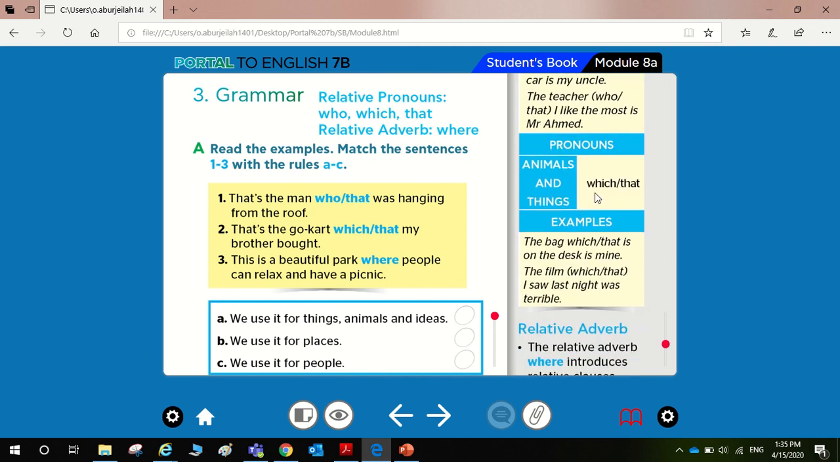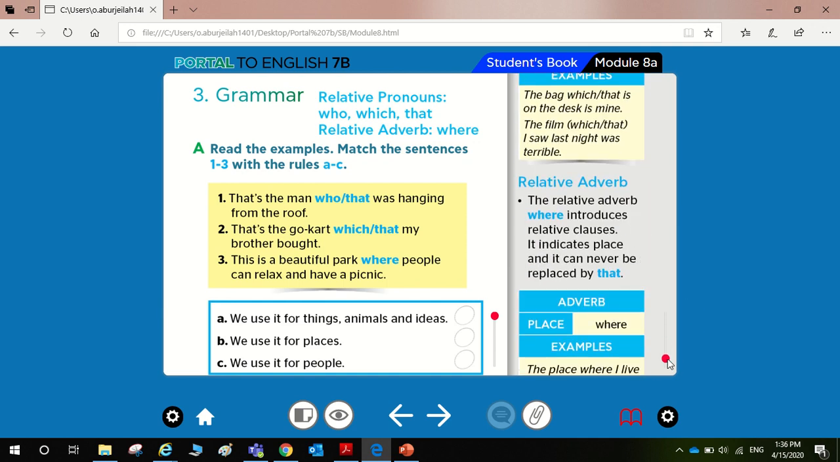Which or that. I use which or that when we talk about animals and things. For example, the bag which or that is on the desk is mine. The film which or that I saw last night was terrible. We can omit which or that here. The film I saw last night was terrible.